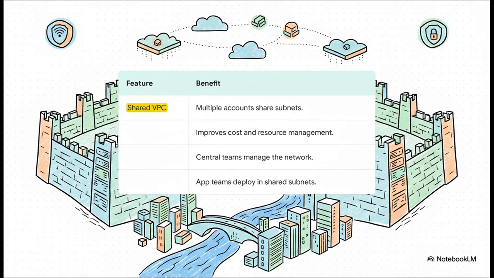Now, as your organization grows, maybe into hundreds of teams and accounts, things can get, well, chaotic. It's a mess. Shared VPC is the elegant solution to this problem. It lets a central networking team own and manage all the core network infrastructure, and then they can just share out specific subnets to different application teams. This is huge. It centralizes control and security, but it still gives your development teams the agility they need to actually get work done. Best of both worlds.